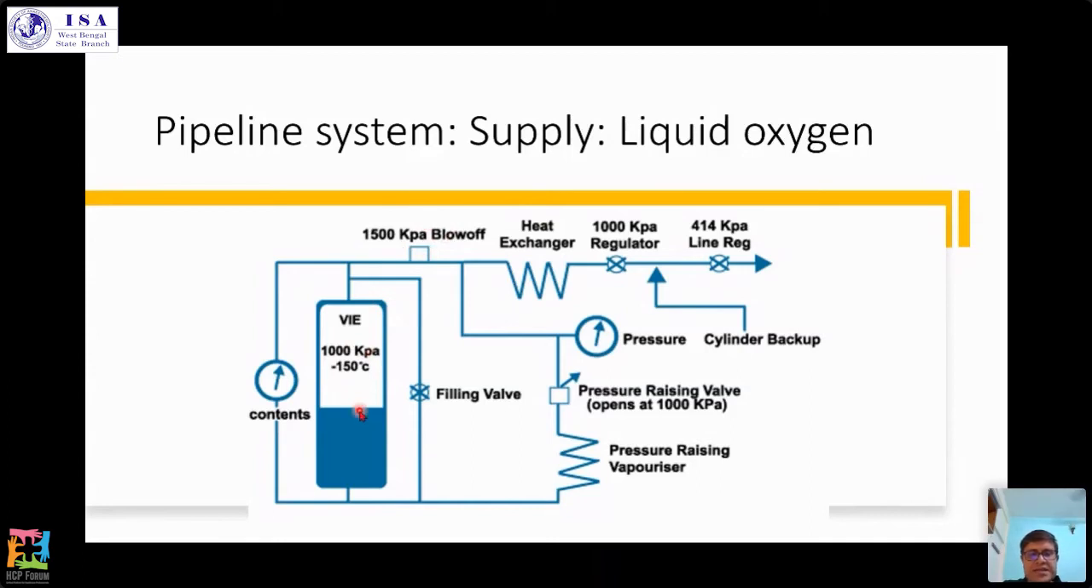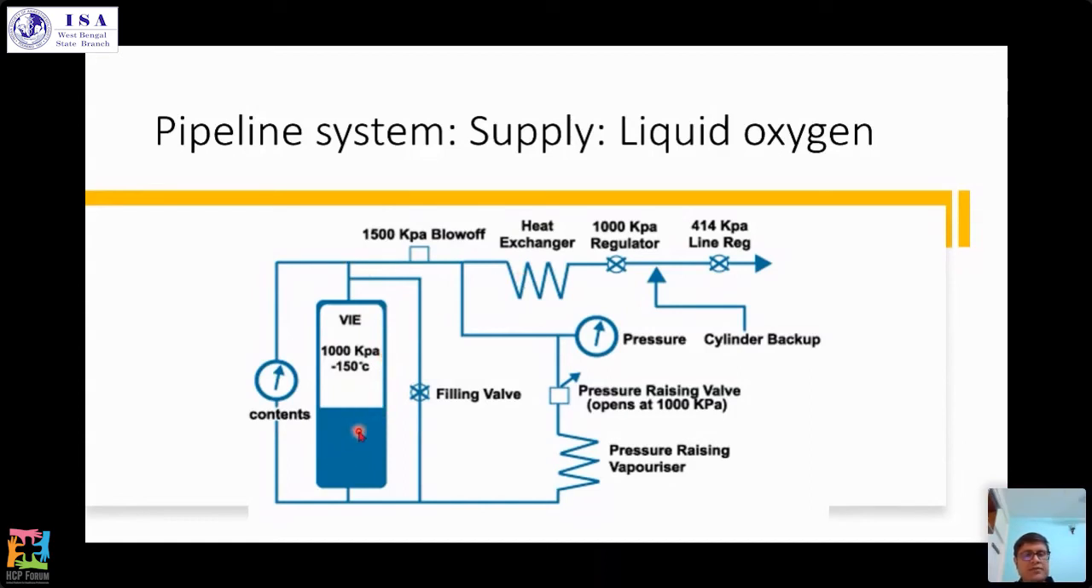And this oxygen that is getting evaporated gets its latent heat of vaporization from the body of this liquid, which cools down this liquid, so the temperature comes down, and cool liquid also prevents further vaporization, thereby reducing this pressure and keeping it within 1500 kilopascals.